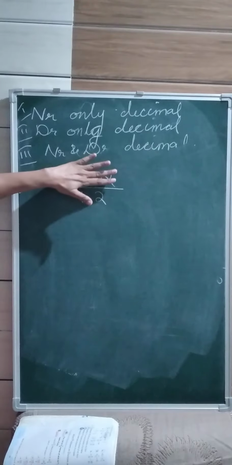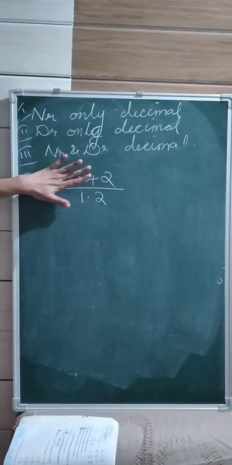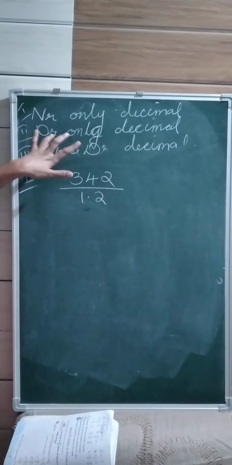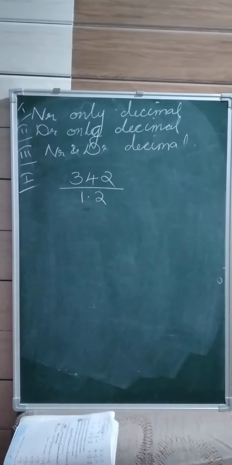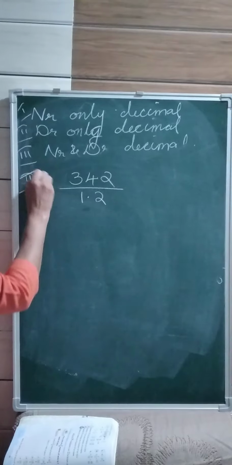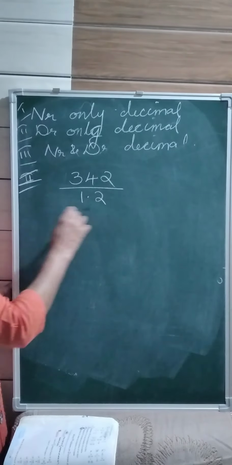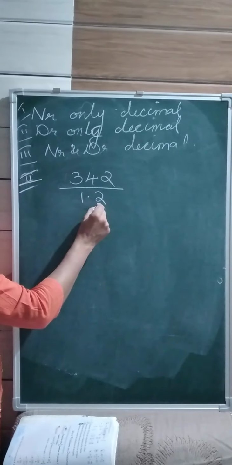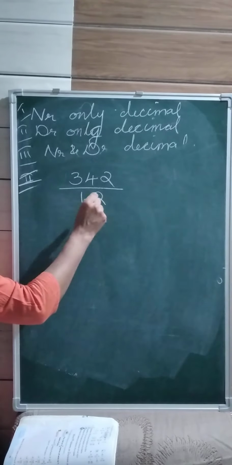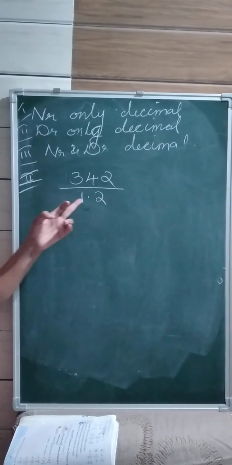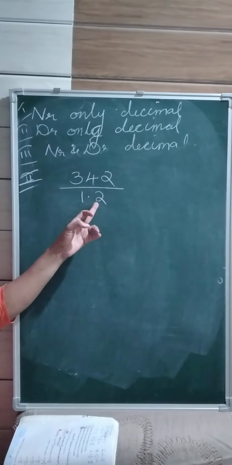Here the numerator has no decimal; it is a normal number. Only the denominator is a decimal. This is the second case. How can we do this one? For this, count the decimal digits in the denominator.